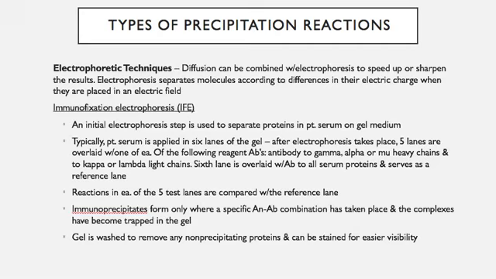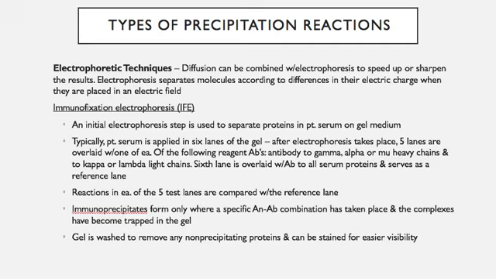Okay, electrophoretic techniques. So diffusion can be combined with the process of electrophoresis to speed up or sharpen the results. So electrophoresis separates molecules according to differences in their electric charge when they are placed in an electric field. So you've got a direct current that's forced through the gel, causing either antigen, antibody, or both to migrate across the gel, and as precipitation takes place, you're going to see those precipitation bands that are formed.